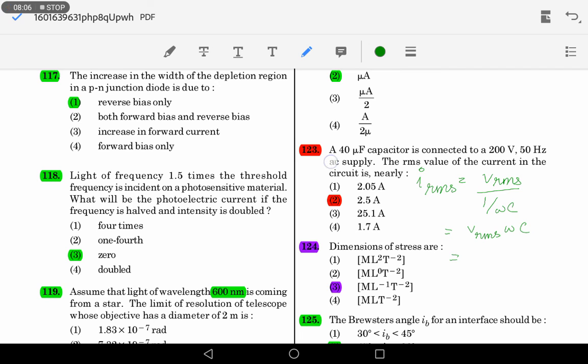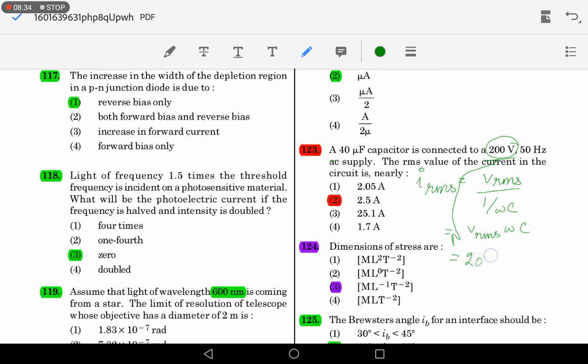VRMS is given to be 200 volt. There are two kinds of value. One is the maximum value and the other one is the RMS value. When 200 volt is given, you may get confused whether it is the RMS value or the maximum value. Whenever it is not mentioned whether it is the maximum value or RMS value, simply consider it to be the RMS value.